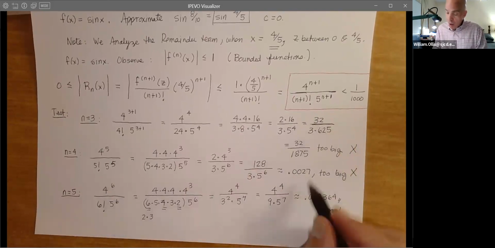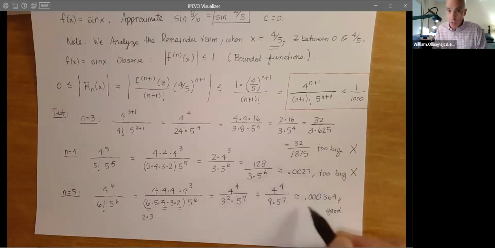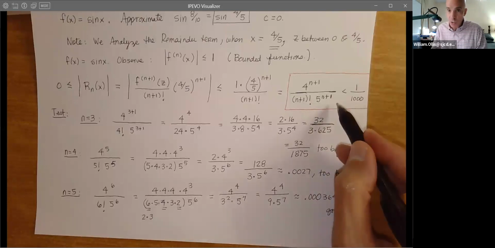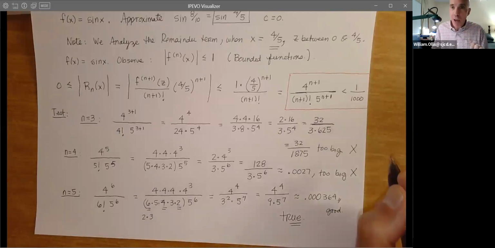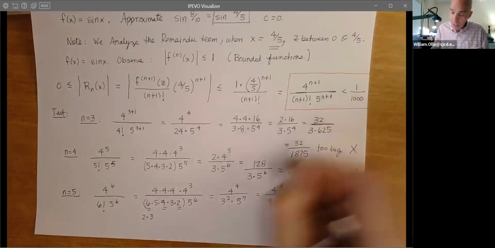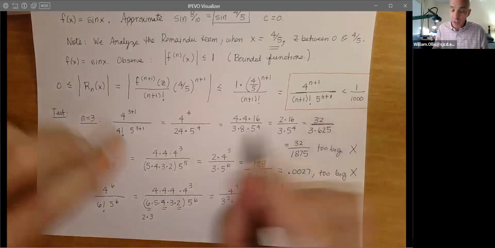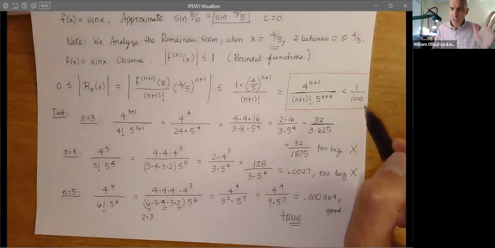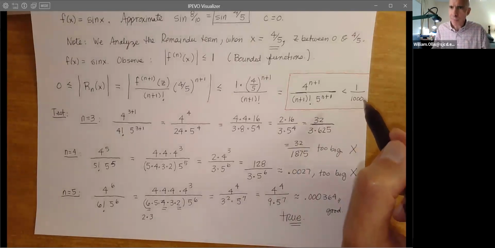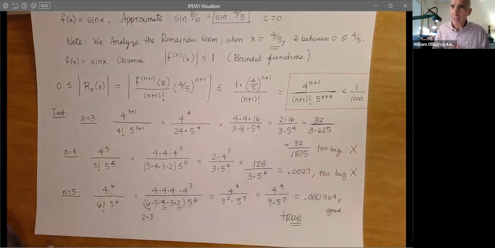So all of these were too big. So this is the first case where this is actually true. So we say true. Symbolic calculation is a good thing, ladies and gentlemen, because here this is quick, but you have to understand Taylor's theorem to do this. You can say, well, let's just take n equal to 8 or something. That'll work, but I want you to practice this and get the first one for which it works.